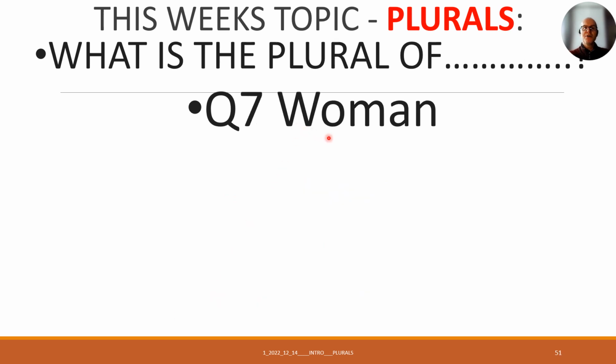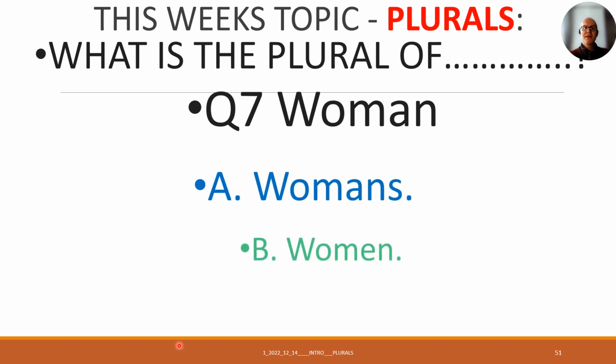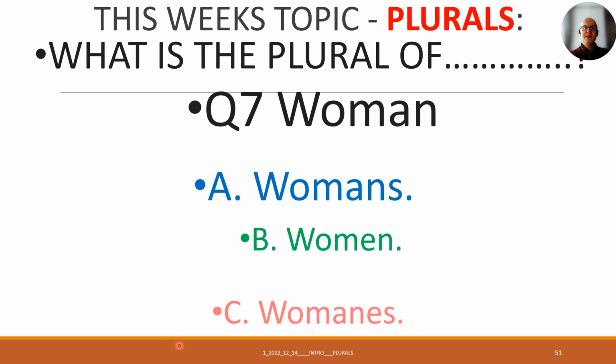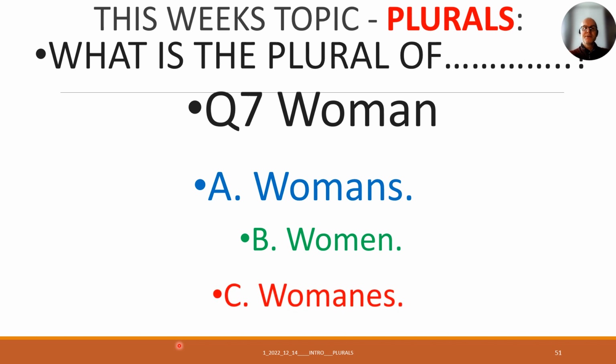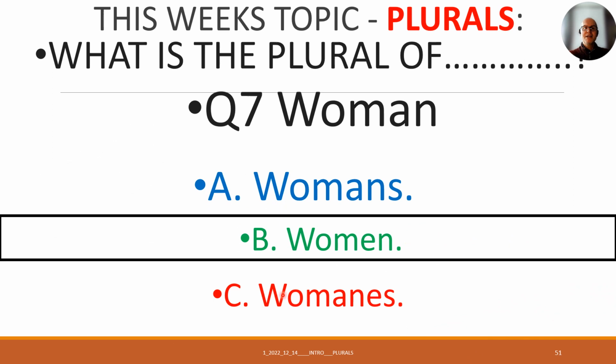What's the plural of woman? Is it women's? Is it women? Or women's? It's women. So this is an irregular noun where the plural is completely different from the singular. One woman, two women.